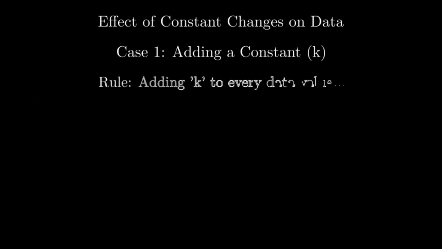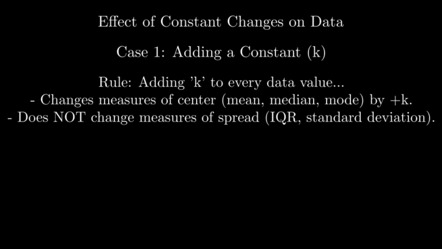A very important topic in statistics is understanding how our summary numbers change when we transform the data, for example, by converting units. Let's look at the effect of constant changes on the original data. We'll consider two cases: adding a constant and multiplying by a constant. First, what happens if we add the same number, let's call it k, to every single value in our dataset? The rule is that adding a constant k will shift the entire dataset. This means all measures of center, like the mean, median, and mode, will also increase by k.